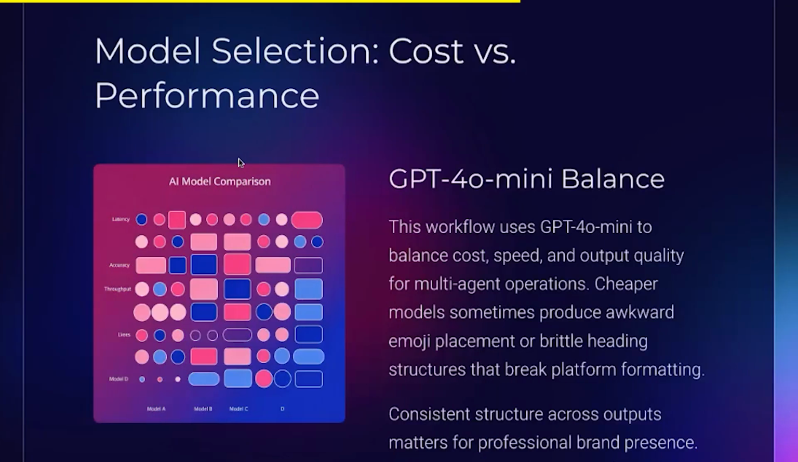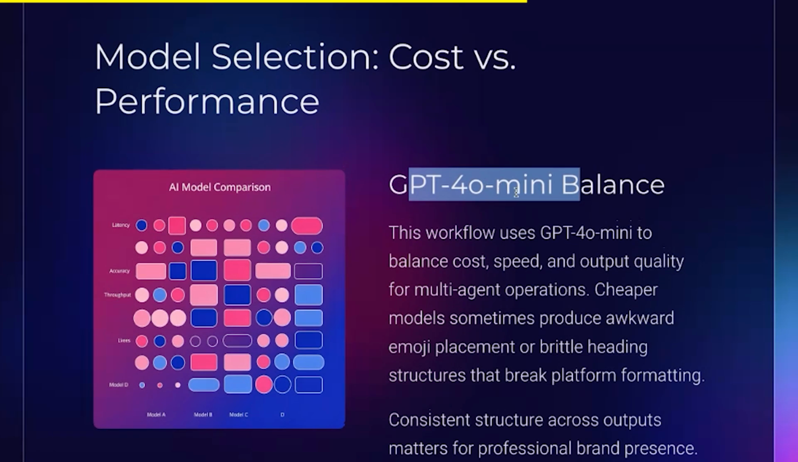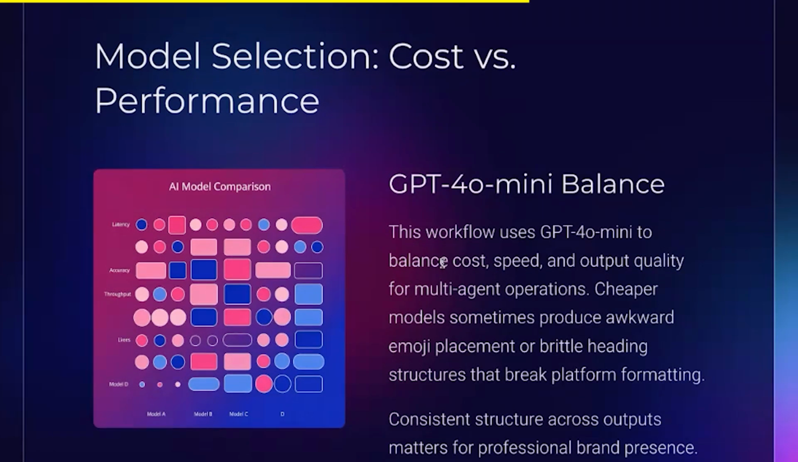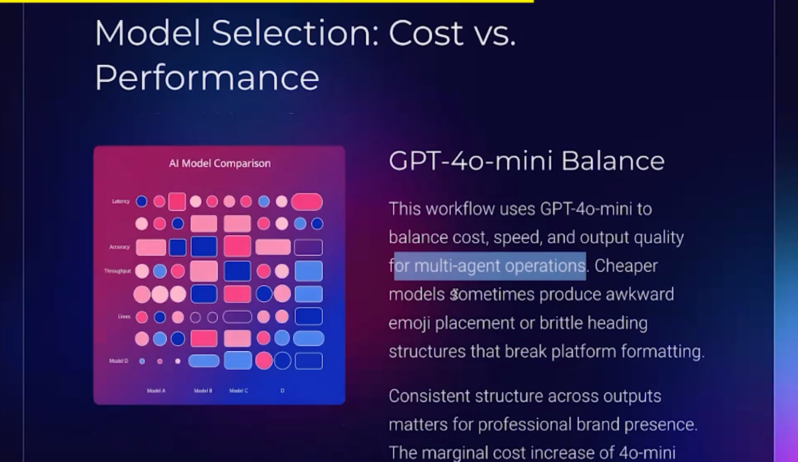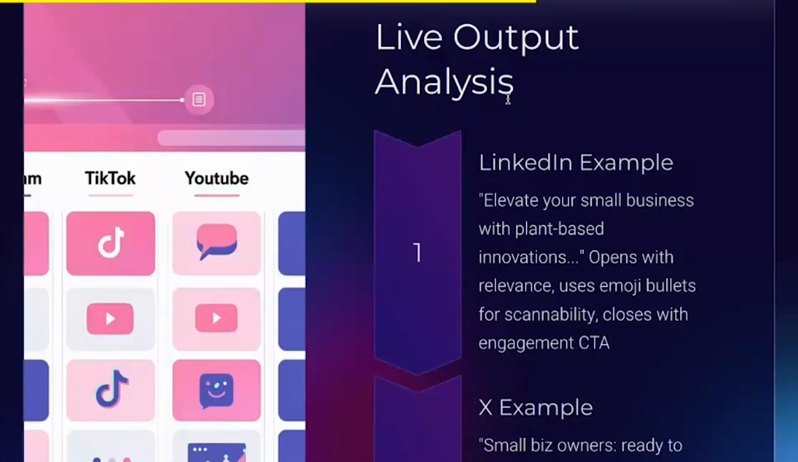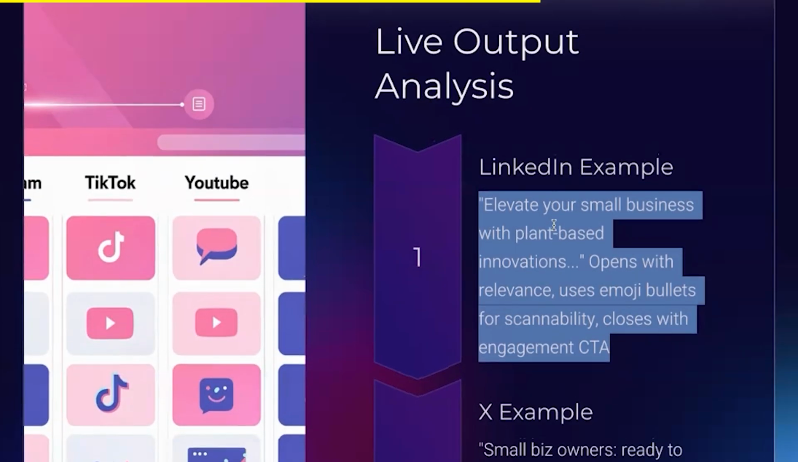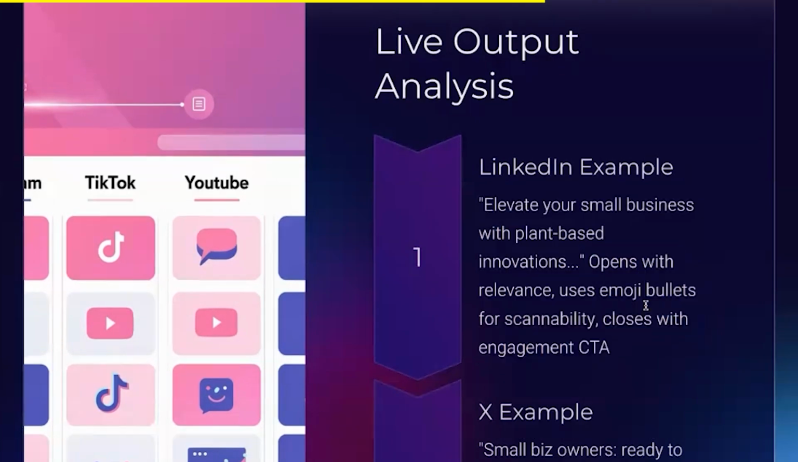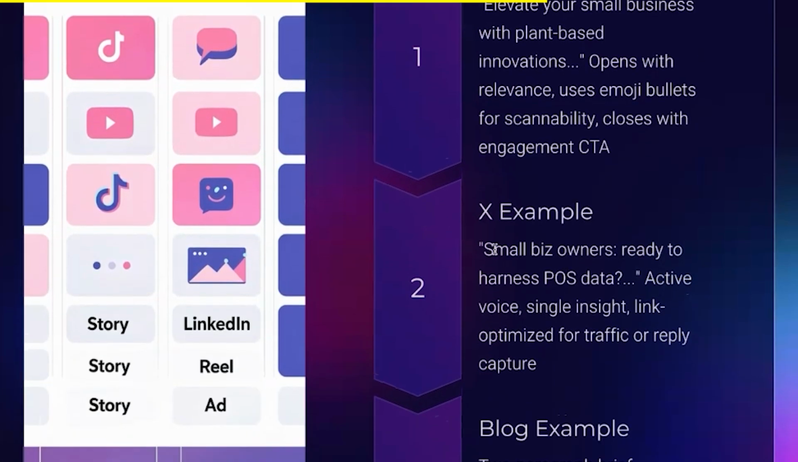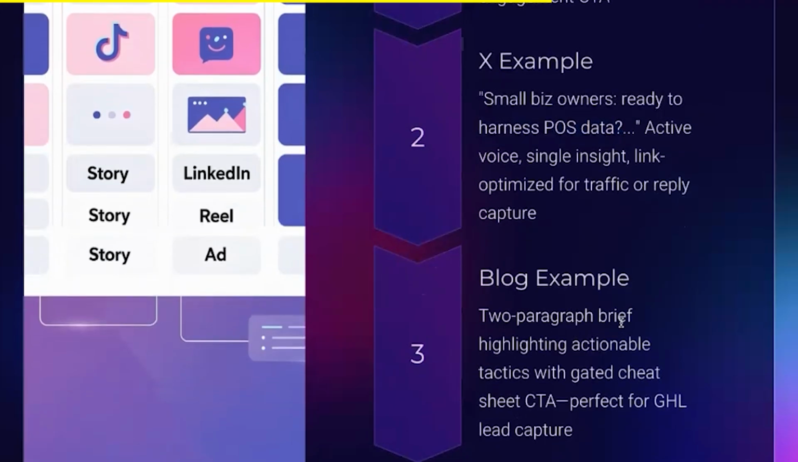Model selection and costs for performance. You can use a variety of GPTs. This is just an example of us using GPT-4o mini for balance, right? Where you can essentially balance the cost, speed, and output quality from multiple agent operations. The live analysis over here, but essentially, right, if you wanted to, a LinkedIn example of this could be elevating your small business with plant-based innovations, which opens with relevance using emojis. An X example would be, hey, small business owners, are you ready to harness POS data? And then the blog post is obviously paragraph based.